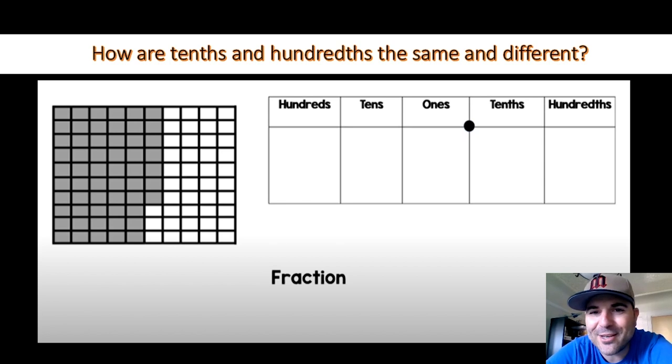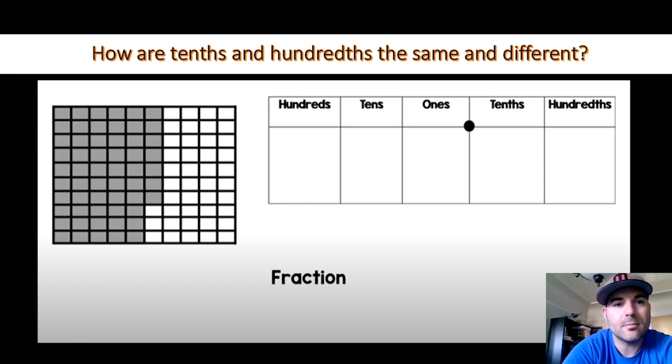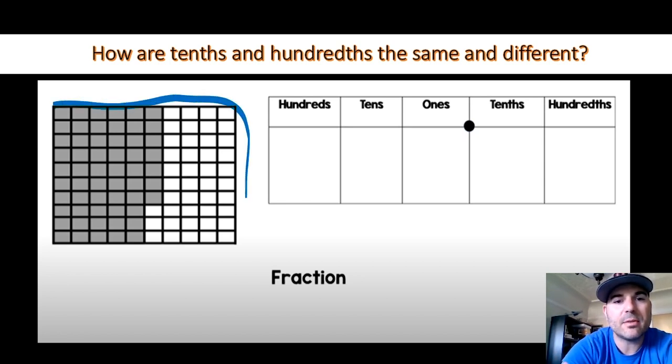Let's do a quick check. Take a look at the image on the screen. I see a place value chart. I see the word fraction. And I see a decimal grid showing me a value. What do you notice about this decimal grid?